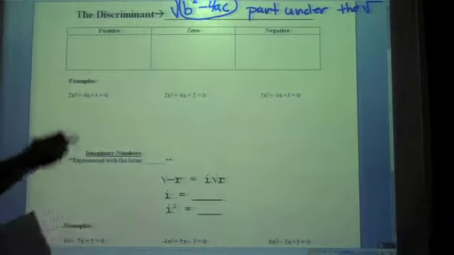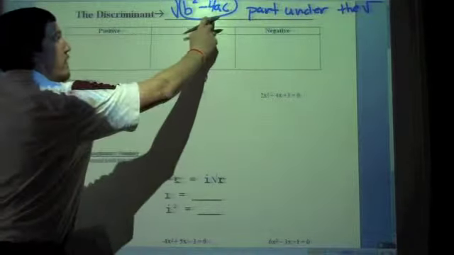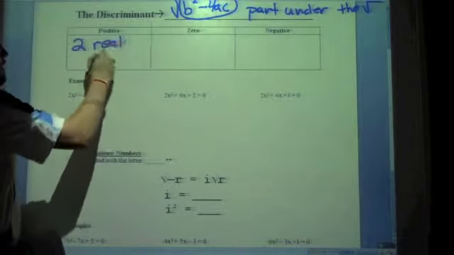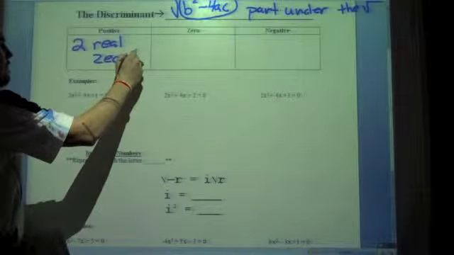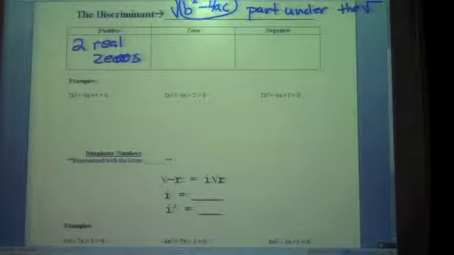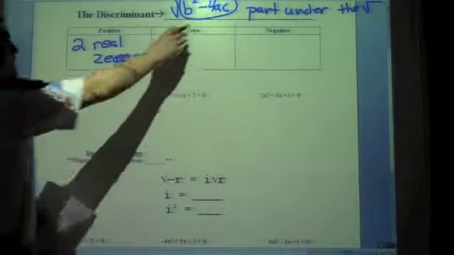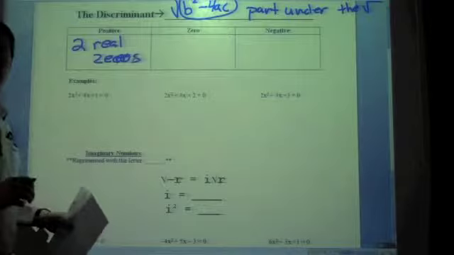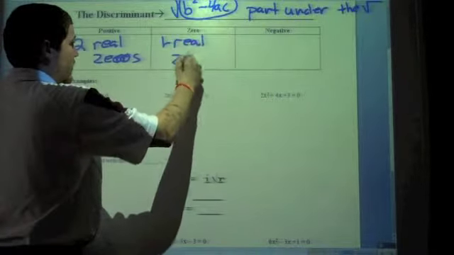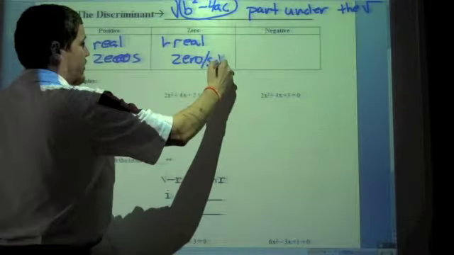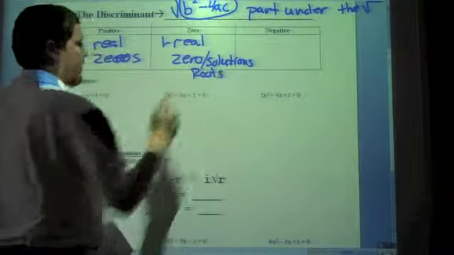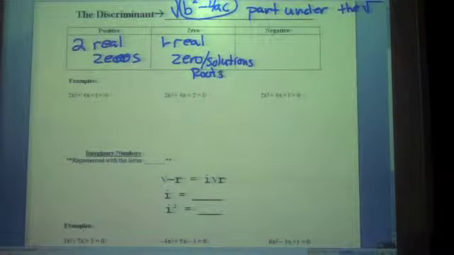Alright? So if the discriminant, b squared minus 4ac, is positive, then you will have two real zeros. If the discriminant equals 0, then what's going to happen is you will have one real zero. We also call those solutions, remember? And we call them roots. Those are all the same term, so don't forget that they can be solutions, zeros, or roots.